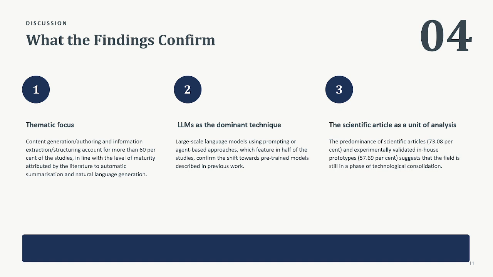3 key findings stand out. First, the concentration around content generation and information extraction, over 60% of studies, aligns with the maturity of automatic summarization techniques. Second, the dominance of LLMs confirms the broader shift toward large-scale pre-trained models. Third, the prevalence of in-house prototypes targeting scientific articles indicates the field remains in a phase of technological consolidation.